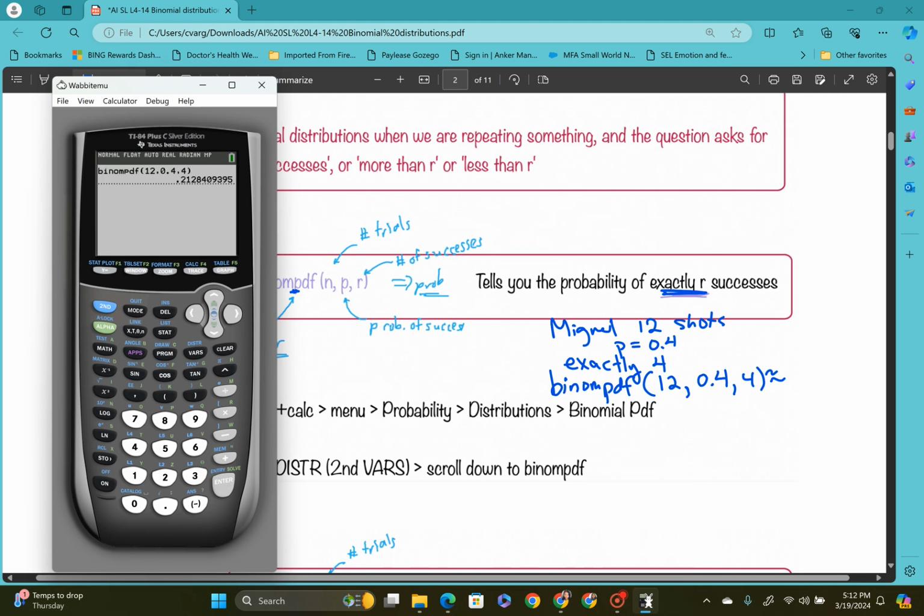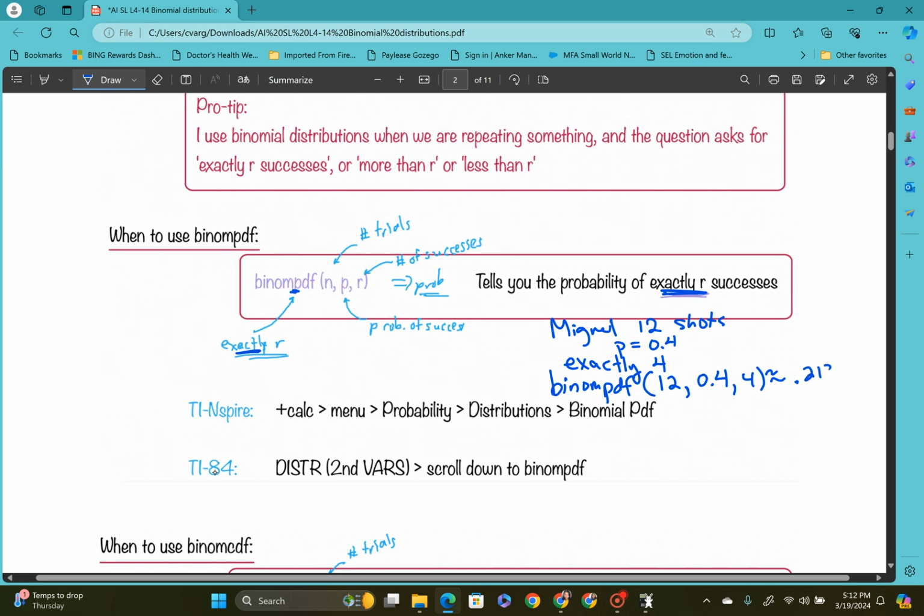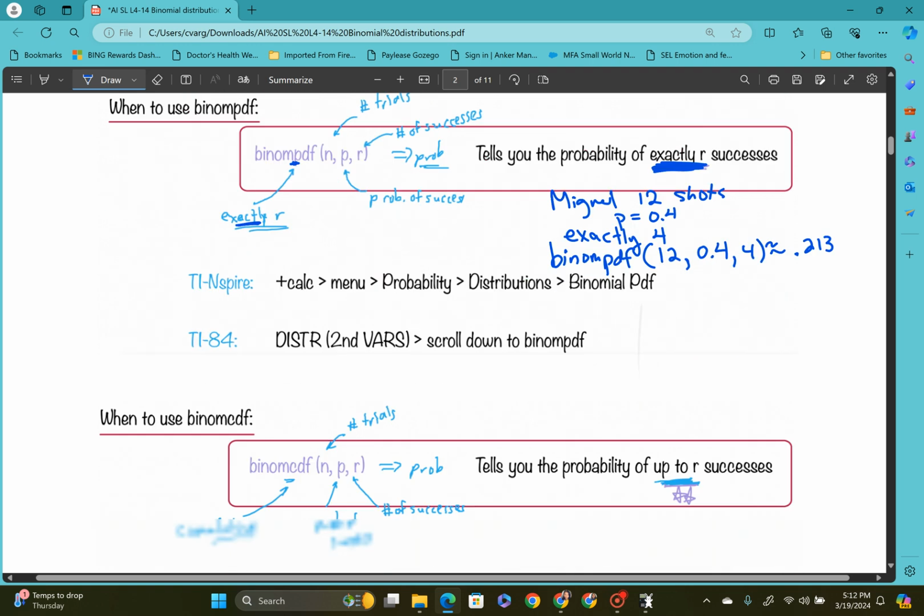So boom, 0.213. Okay. So that's an example of how you use binom PDF. And again, PDF is whenever you have the word exactly. Okay. You're looking for exactly that.